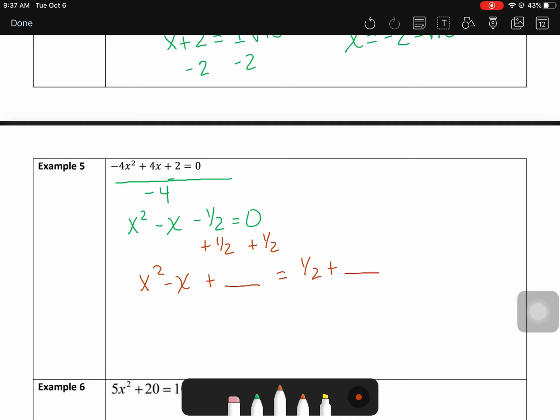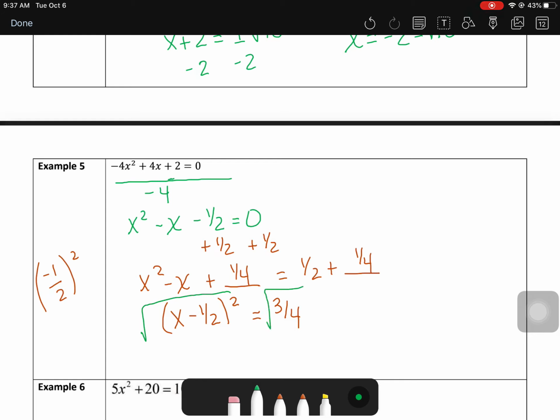Now we take the b and we divide it by 2, so -1 divided by 2 is -1/2, and -1/2 squared would be 1/4, and we add 1/4 to both sides. Now we're going to factor x, and then we do the b value, which is -1/2, and we square it. 1/2 plus 1/4 is 3/4. Then we take the square root of both sides.